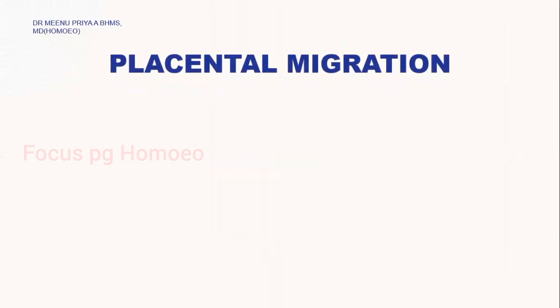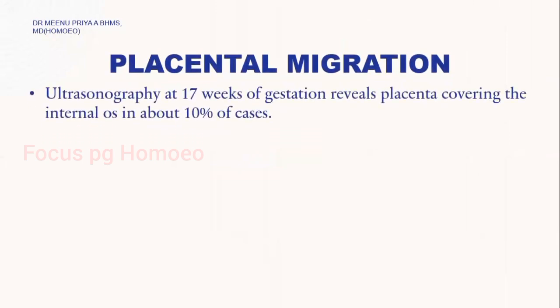Next, placental migration. Ultrasonography at 17 weeks of gestation reveals the placenta covering the internal os in about 10% of cases. So this is a commonly occurring condition in placenta previa. What happens when a placenta previa is diagnosed? At 17 weeks of gestation, when USG is done, it reveals that the placenta is covering the internal os in about 10% of cases.